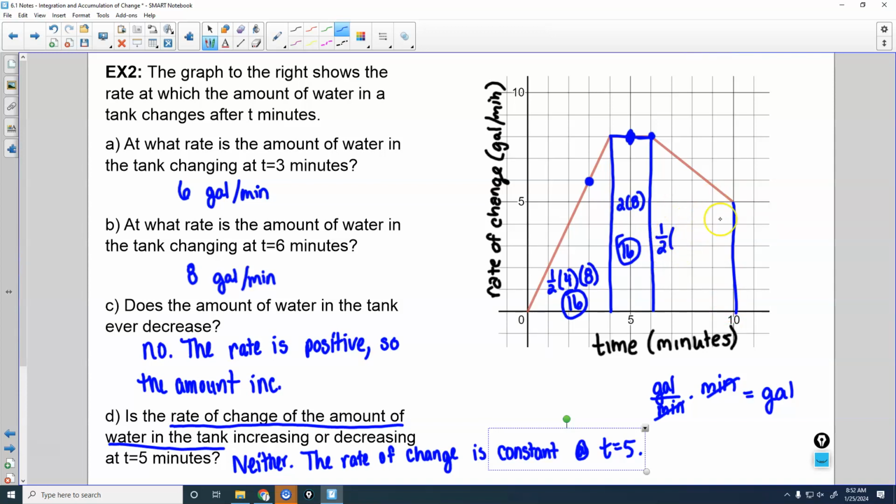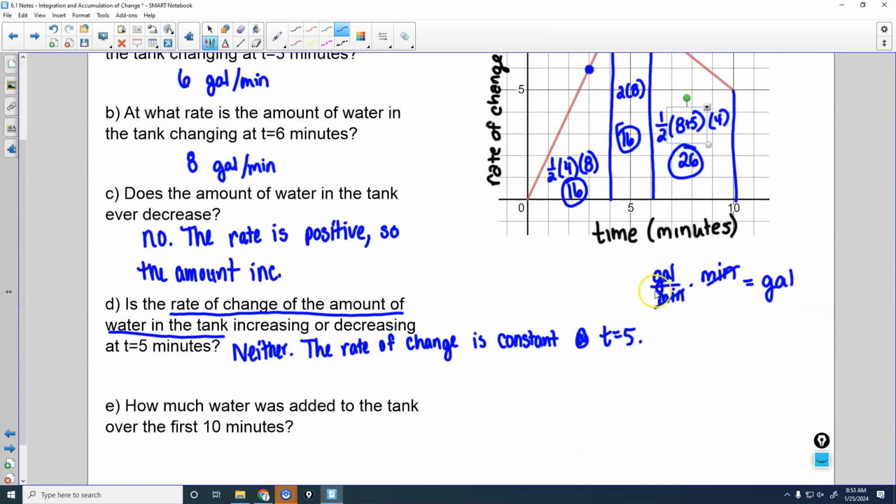1/2 times, let's see, 8 and 5 for your bases. And then your height would be 1, 2, 3, 4. So that's going to be like 2 times 13. I think we'll get 26 for that. And so if we add all of those together, 16 plus 16 plus 26, it's going to be 32 plus 26, which will give me 58. Does that sound right? For that, and I should put gallons with that, 58 gallons.